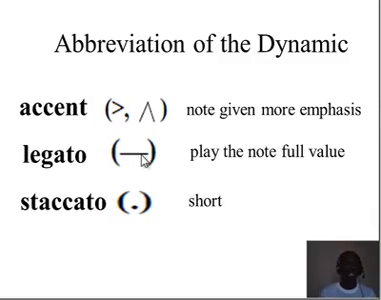Another one is legato. Legato means you play or sing the note at full value. That is what legato means. Whereas staccato means short. It is not as long as legato. Like you have organists, generally they play legato, while pianists play staccato. That's one of the differences between an organist and a pianist.